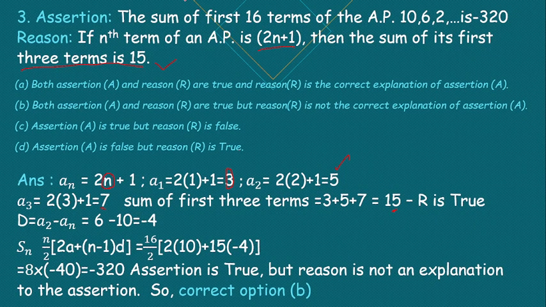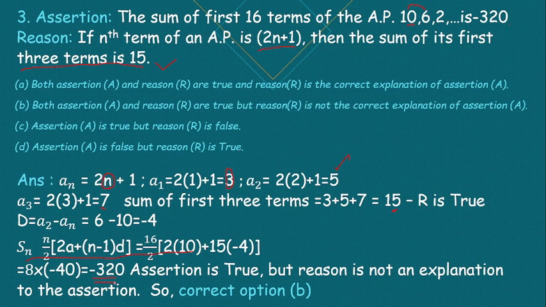Then the assertion. They are talking about the summation. So, take the first term 10, common difference is second term minus first term, 6 minus 10, which is minus 4. So, the total summation is minus 320, it is given. So, apply everything in this Sn formula. Simplify. You find the answer is minus 320. Yes, if you calculate according to the formula also, it is minus 320. So, we can say the assertion is also true.